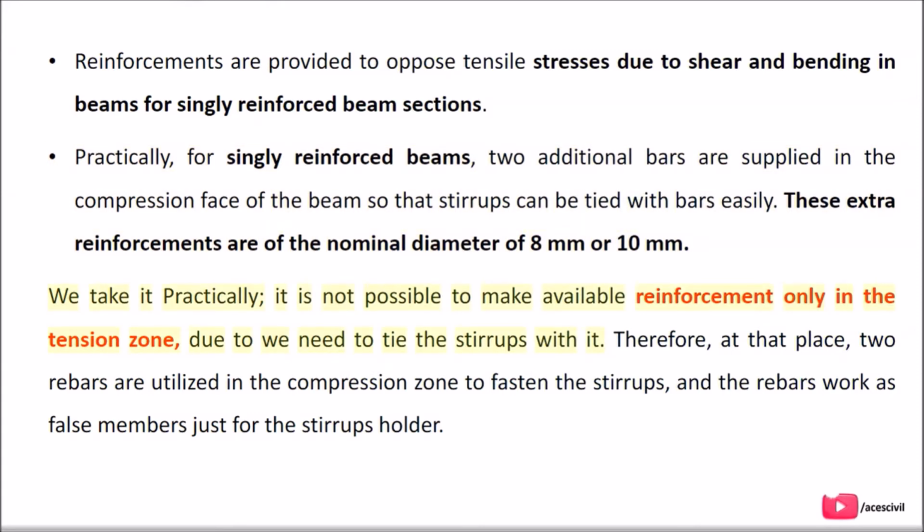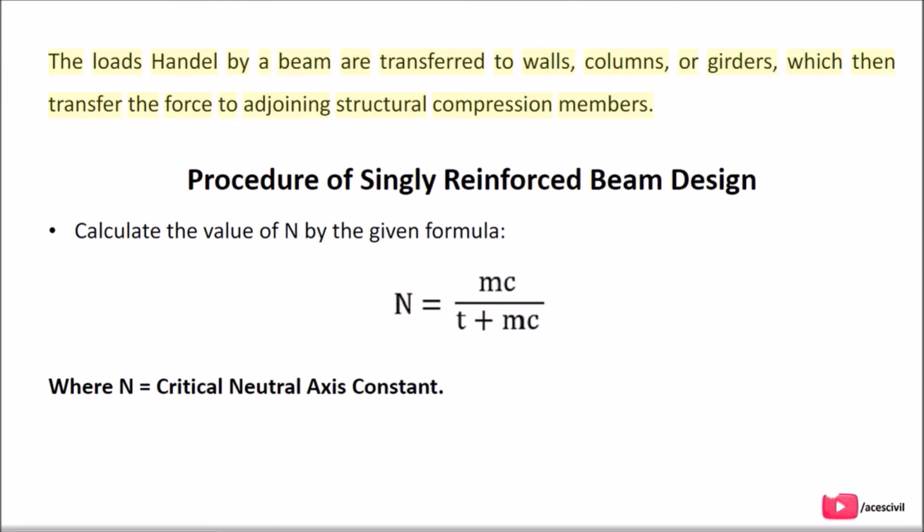Practically, it is not possible to make reinforcement available only in the tension zone, because we need to tie the stirrups with it. Therefore, two rebars are utilized in the compression zone to fasten the stirrups, and the rebars work as false members just for holding the stirrups. The loads handled by a beam are transferred to walls, columns, or girders, which then transfer the force to adjoining structural compression members.